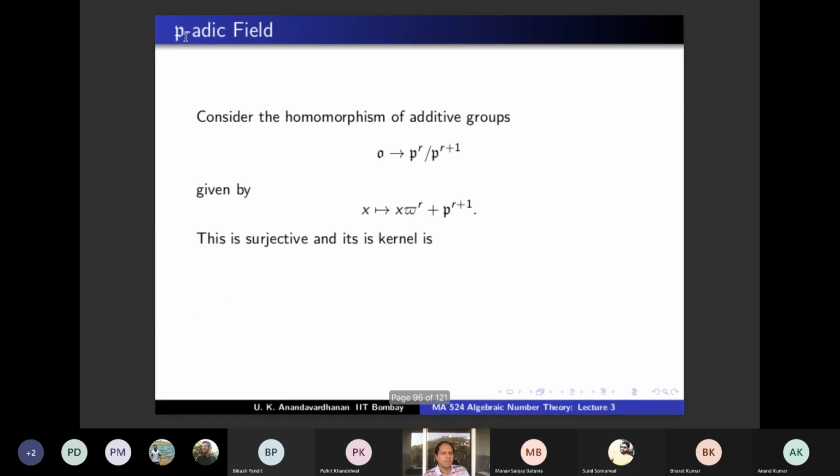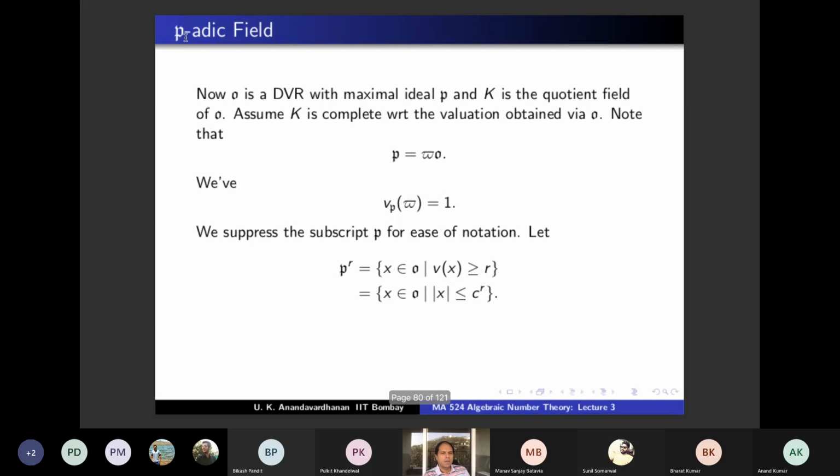So either you can say valuation is greater. That's why I define here p power r. Either you can say valuation is greater than or equal to r, or you can say modulus is less than or equal to c power r, or you can say modulus is strictly less than c power r minus 1. This less than or equal to you can remove and you can put a strictly less by adjusting this r. So p will be modulus strictly less than 1.